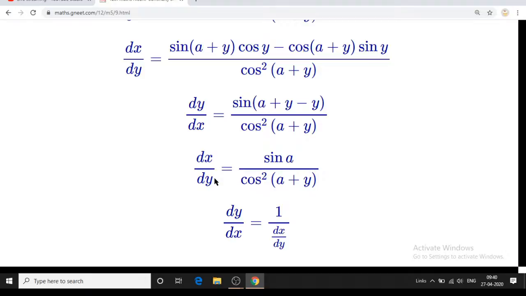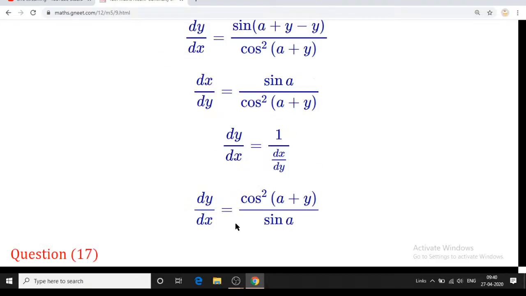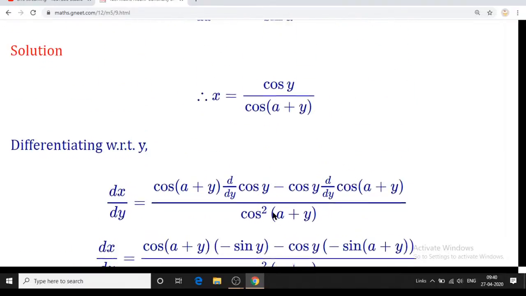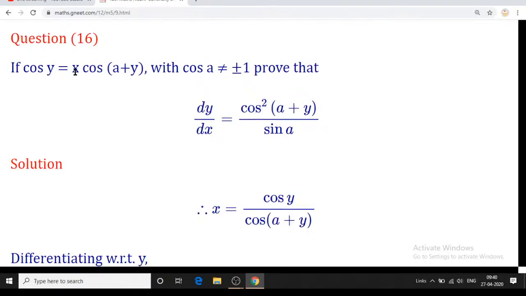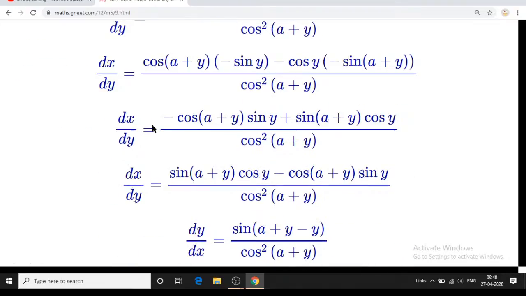This is dx by dy. What is dy by dx? 1 upon dx by dy. And so we get dy by dx is equal to cos square a plus y upon sin a. I think it's clear. This is one method. Another method: directly start with this, differentiate with respect to x, then collect all the terms on one side and go, you will get the answer.